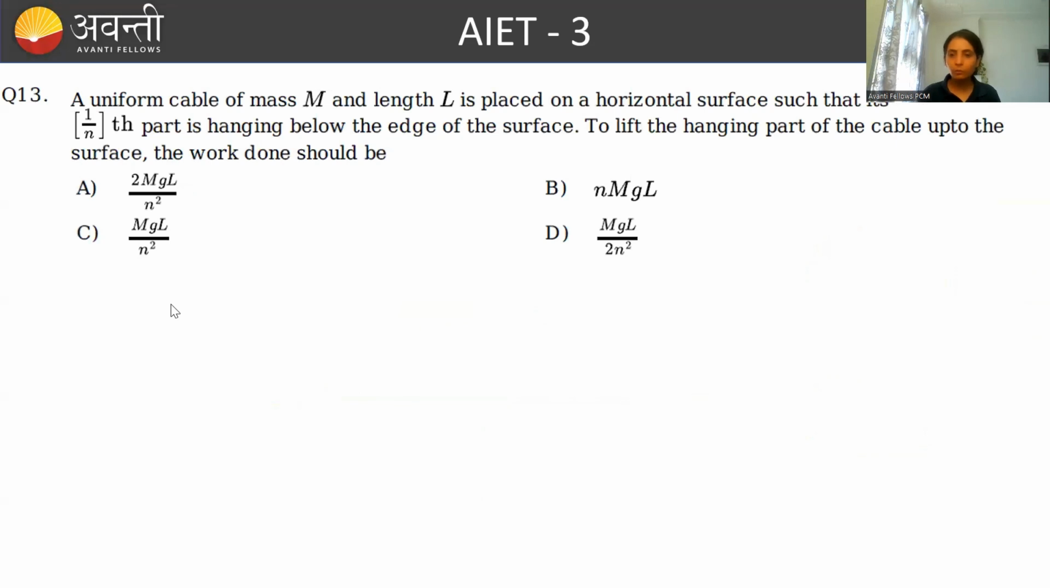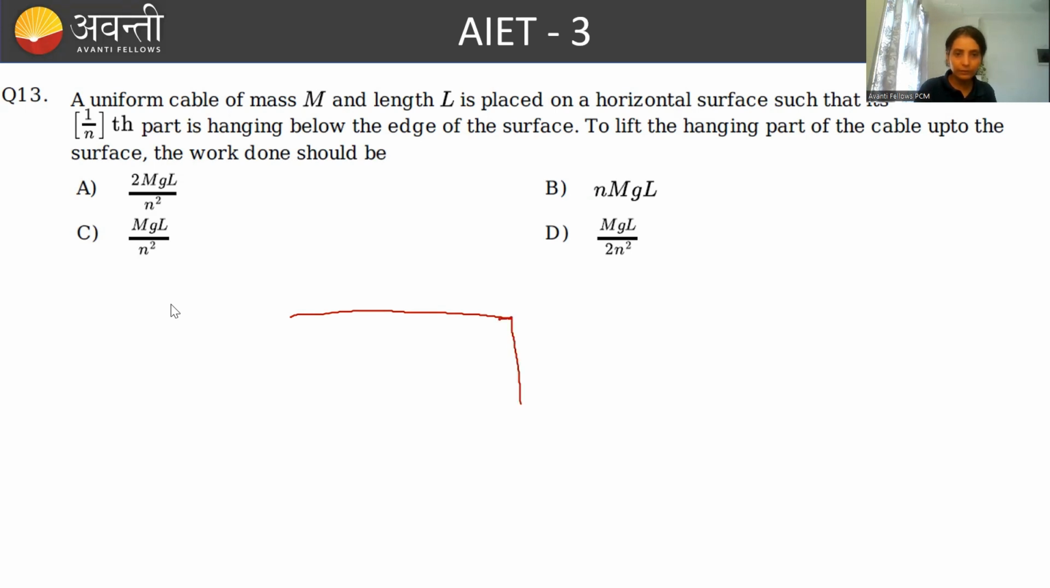Now let's move on to the next question. So this is your next question. In this question, first let's read the question. There is a uniform cable. Cable means a wire of mass m and length l, placed on a horizontal surface, such that its 1 by nth part is hanging below the edge of the surface.